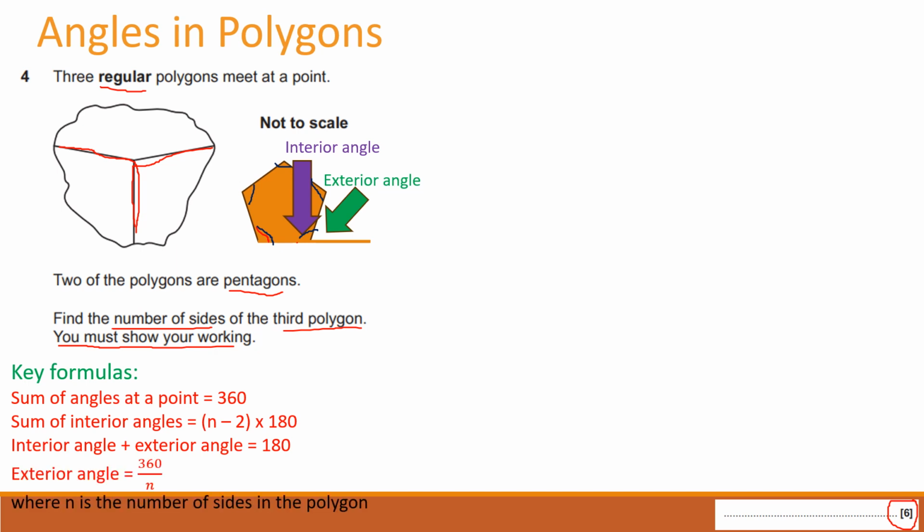The next key formula is that the exterior angle can be found by doing 360 divided by n, where n is the number of sides of the polygon. And we're going to need to use all 4 of these formulas to help us answer this question. I'm going to show you 2 methods, and it's personal preference as to which method you choose to use.